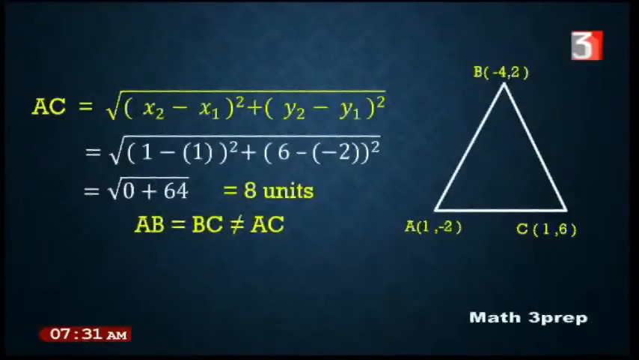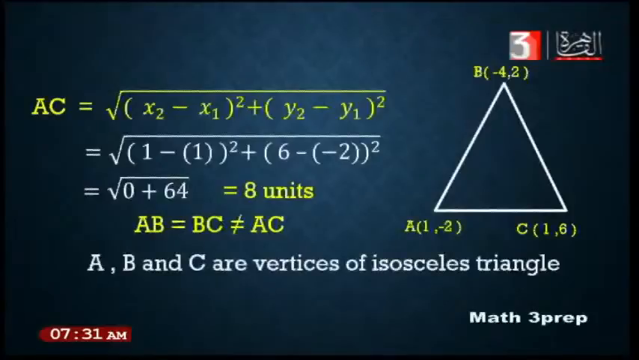So you have two sides in the triangle equal in length. Then in this case we can say that this triangle is an isosceles triangle. Then A, B and C are vertices of an isosceles triangle.